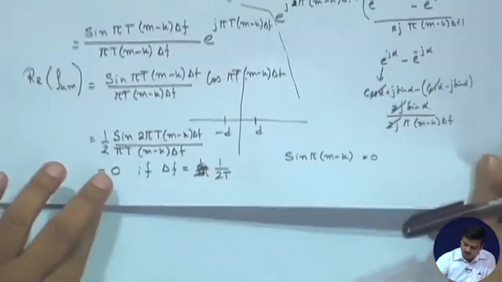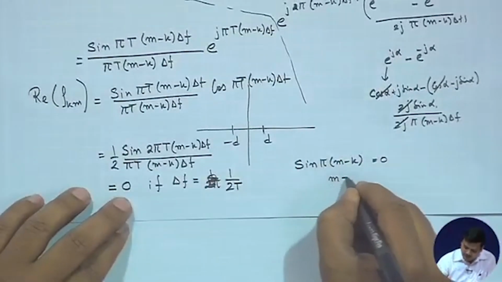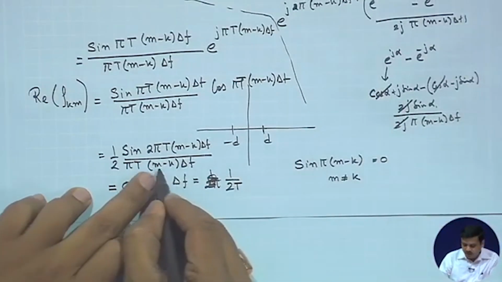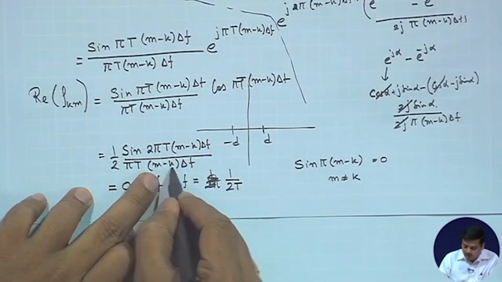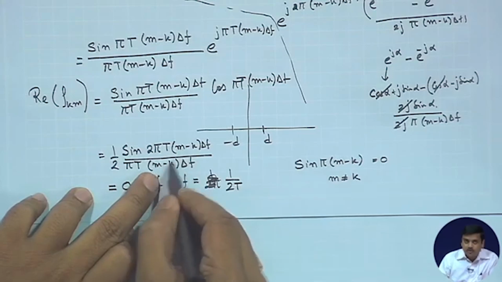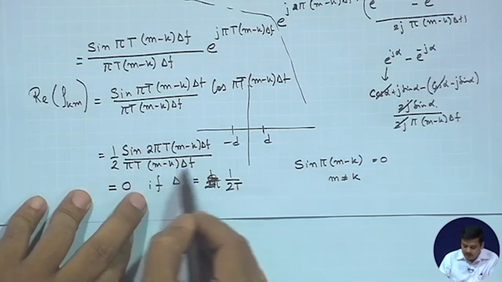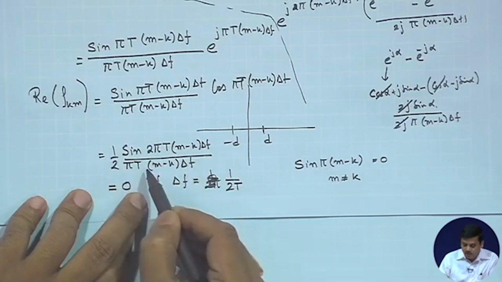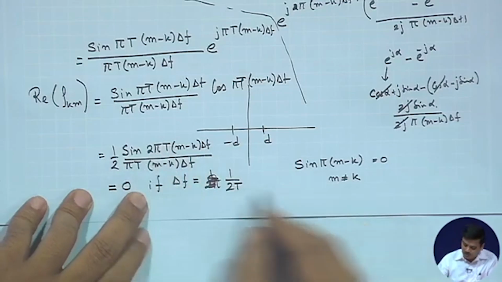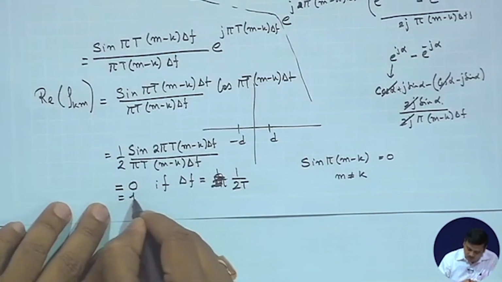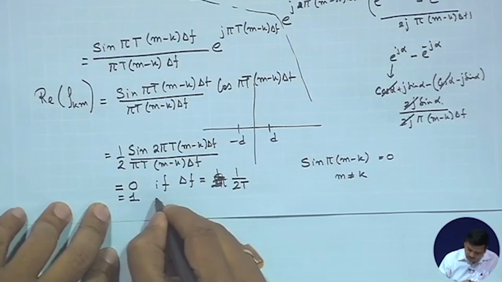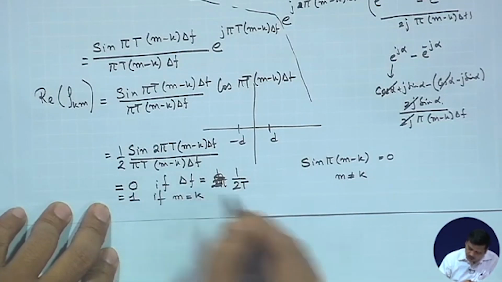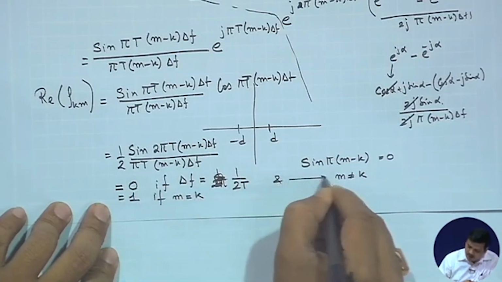So, for m not equal to k, of course, because you have this denominator, if in the denominator you have m equals k, you get 0 upon 0. So, it does not work out. And if you recognize this, this is a sinc function, and sinc of 0 is equal to 1. So, that means this is equal to 1 if m is equal to k.